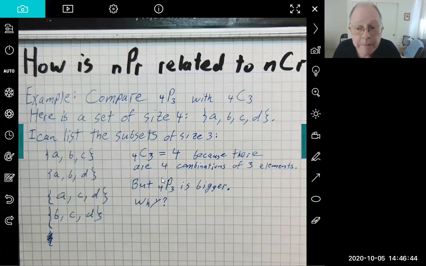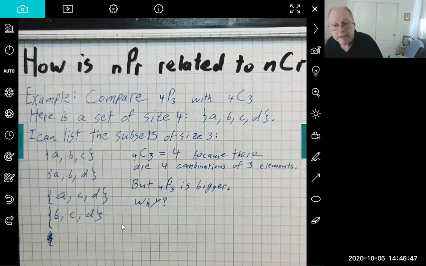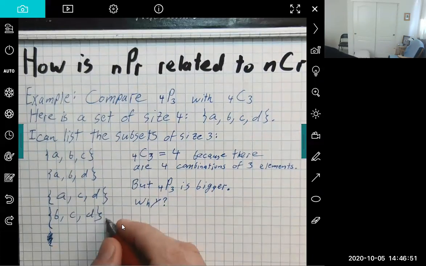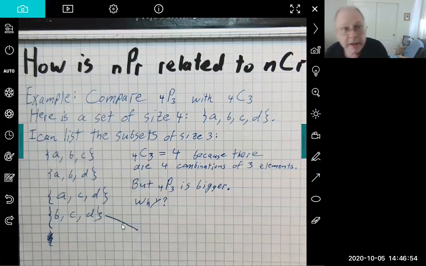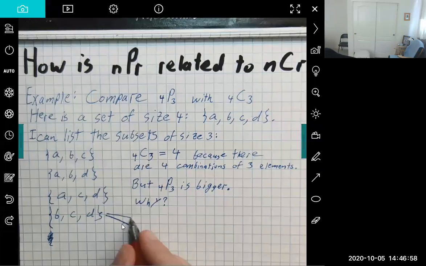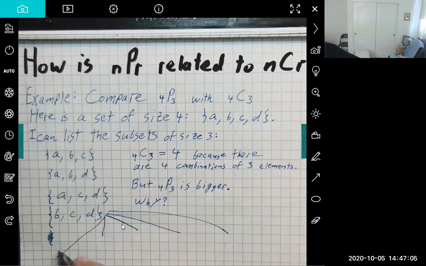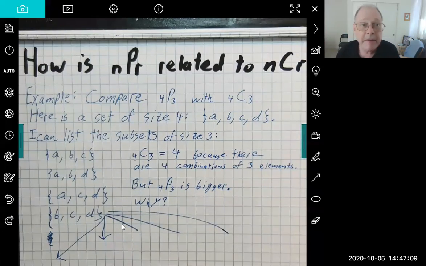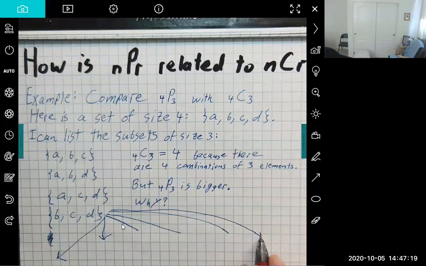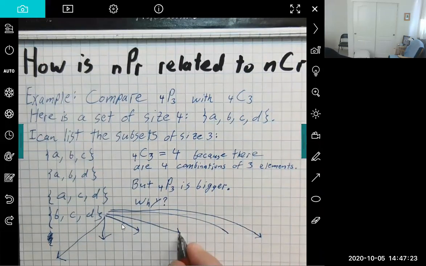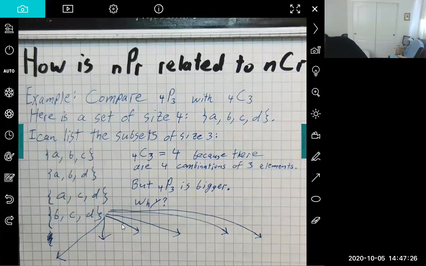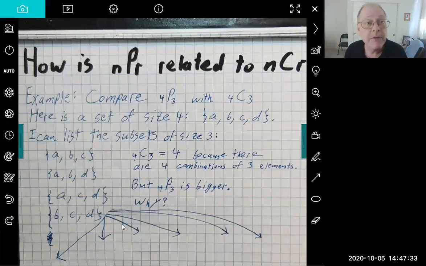Okay. But 4P3 is bigger. Why? Because any one combination is going to break up into 6 different permutations. Each one of my 4 combinations breaks up 6 different ways if the order matters.